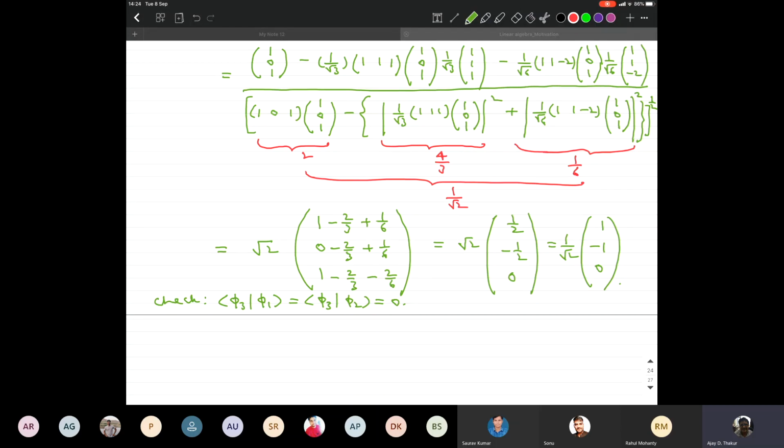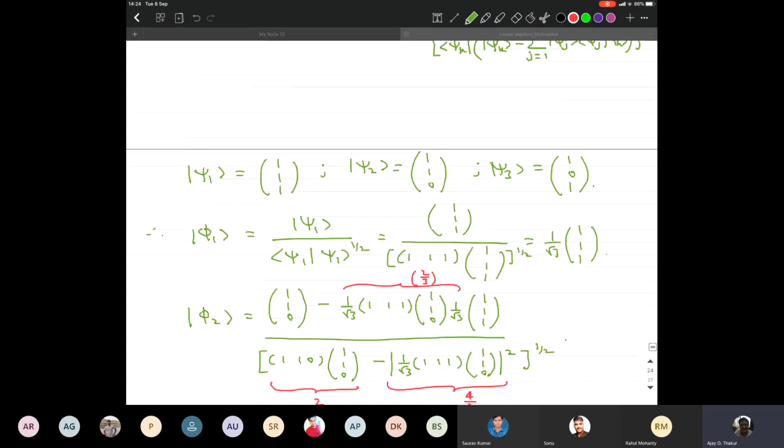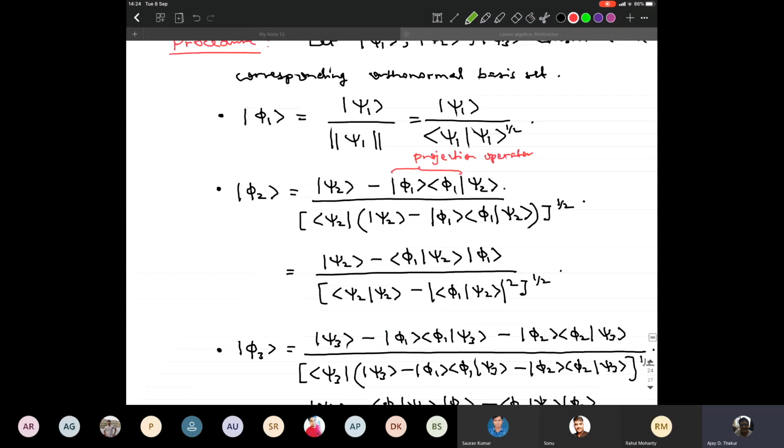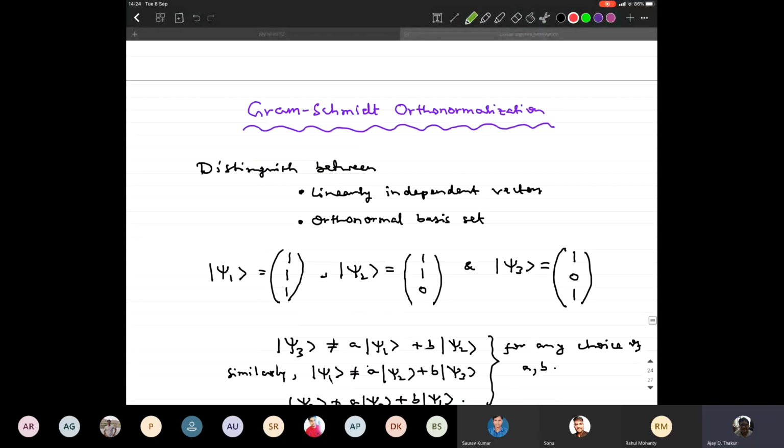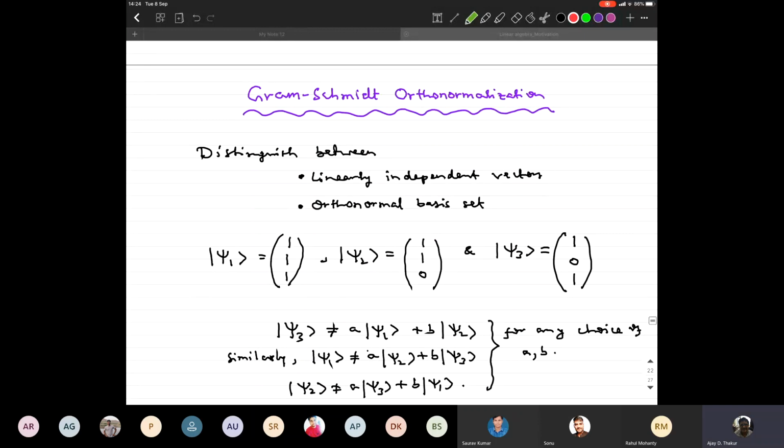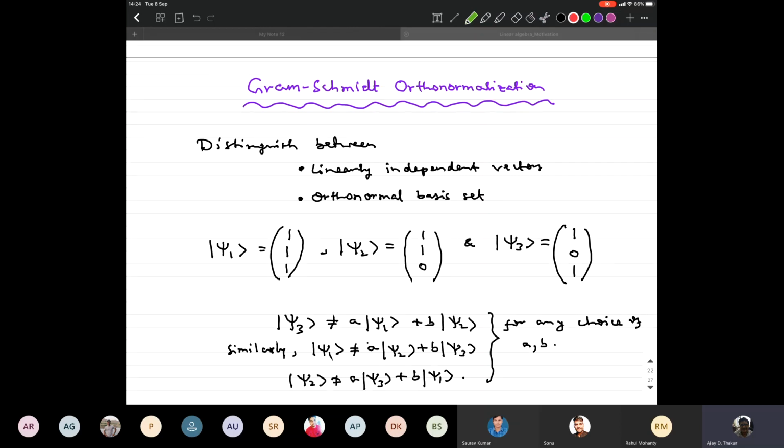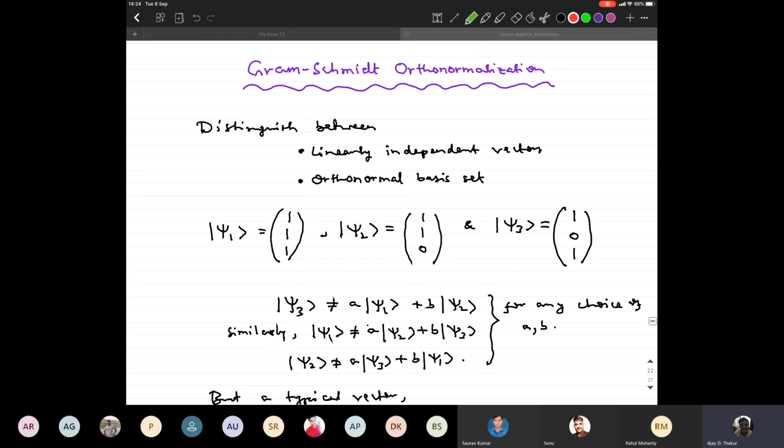So this is a crucial thing. So let us just revise whatever we have done quickly. What we were trying to do was ask a question about the procedure for Gram-Schmidt orthonormalization, and that involved distinguishing between linearly independent vectors and an orthonormal basis set. So they are not the same. Linearly independent vectors does not mean that it forms an orthonormal basis set. For example, you can have a set of vectors represented as 1 1 1, 1 1 0, and 1 0 1, which are called psi 1, psi 2, psi 3 respectively.